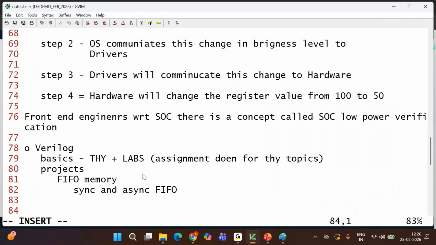Same thing in terms of test bench development as well. Industry standard test bench, how it is present and how you develop it, is what you will learn in the AXI, UVM topic, AXI, Ethernet.